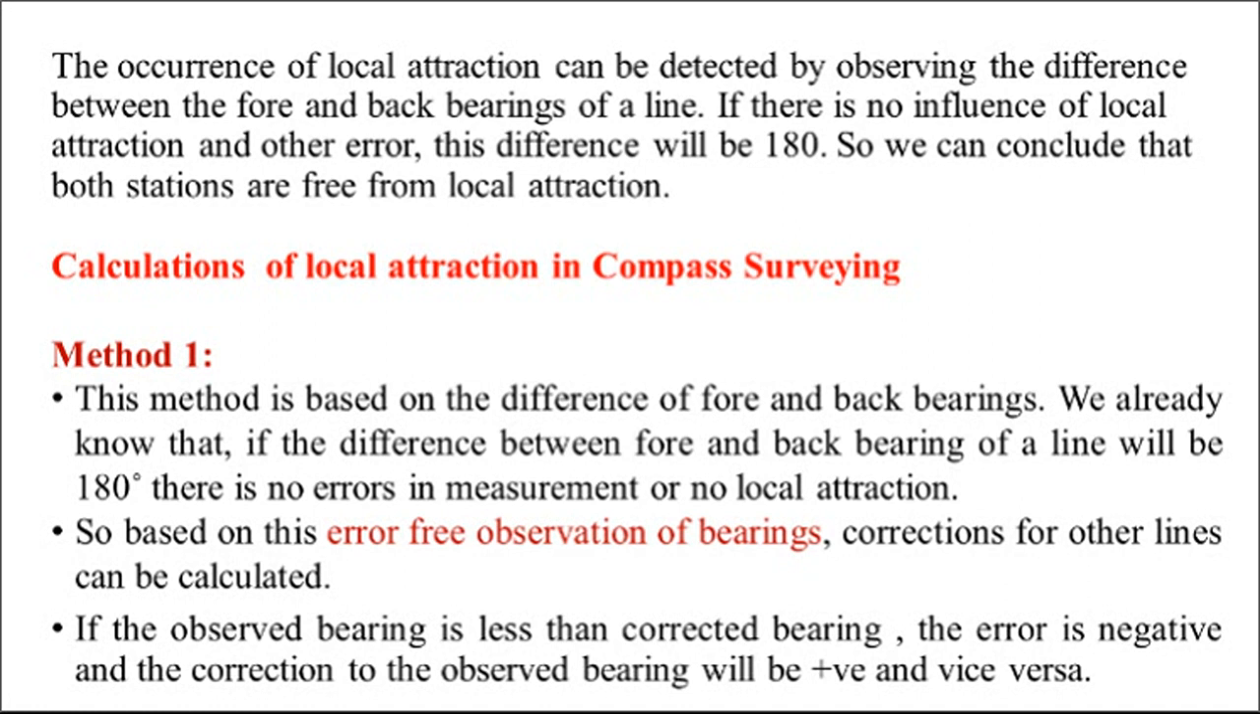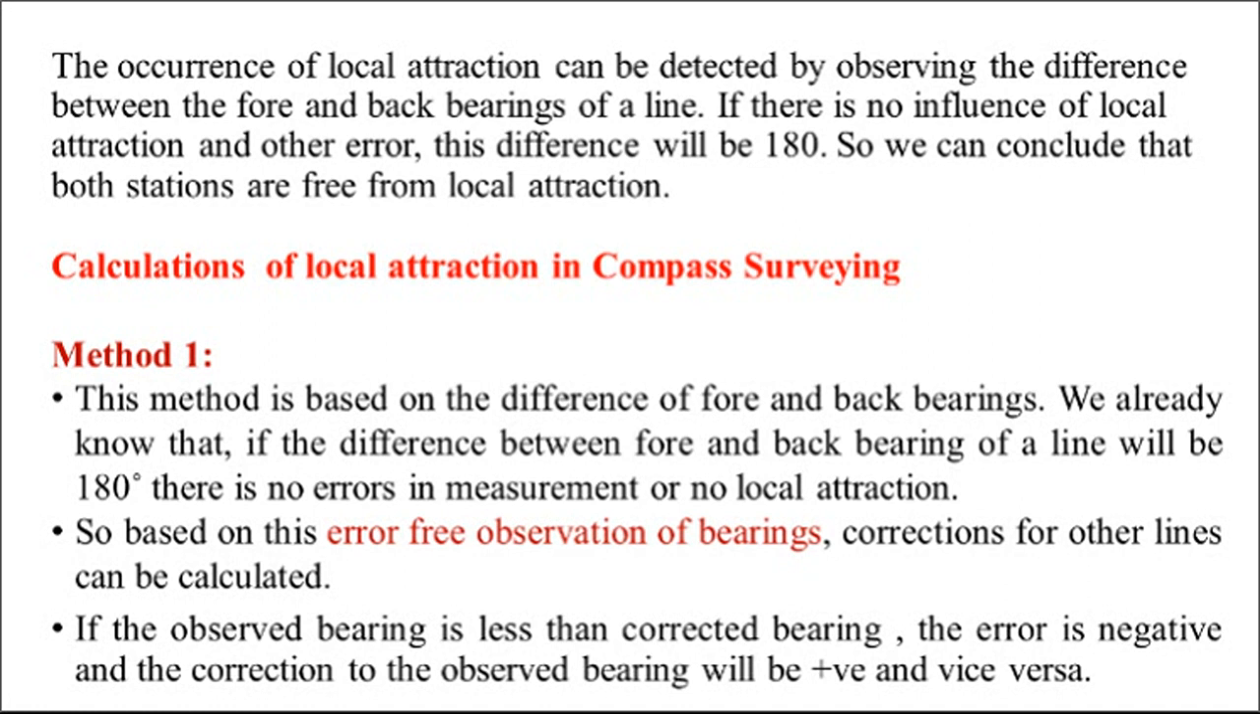Now whatever this local attraction is there, that can be calculated by two methods. So, calculation of local attraction in compass surveying. First method. This method is based on the difference of fore bearing and back bearing.